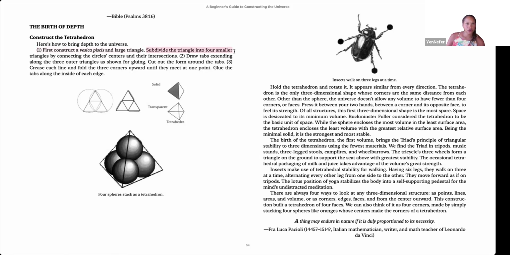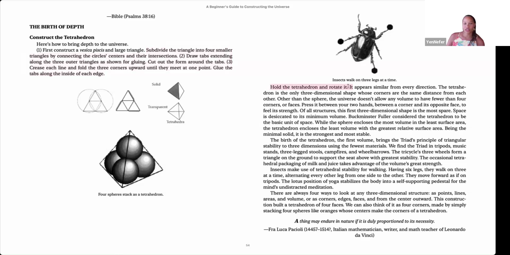Subdivide the triangle into 4 smaller triangles by connecting the circle's centers and their intersections. Draw tabs extending along the 3 outer triangles as shown for gluing. Cut out the form around the tabs. Crease each line and fold the 3 corners upward until they meet at one point. Glue the tabs along the inside of each edge. Wow.